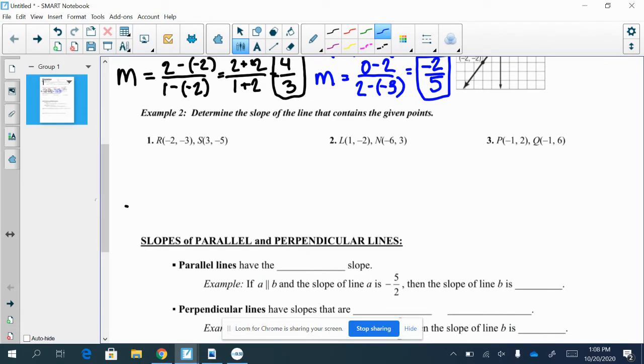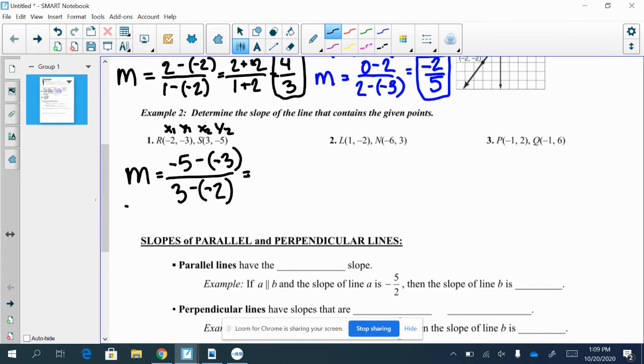Example 2, determine the slope of the line that contains the given points. So going through and finding the slope. Again, if it helps, go ahead and label your points with x1, y1, x2, y2, and then when you plug them into the equation, you can see it's -5 minus -3 all over 3 minus -2, which ends up being -2 over 5.